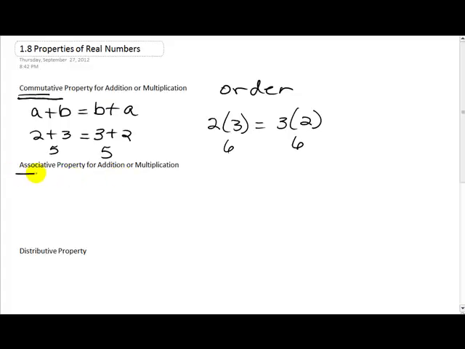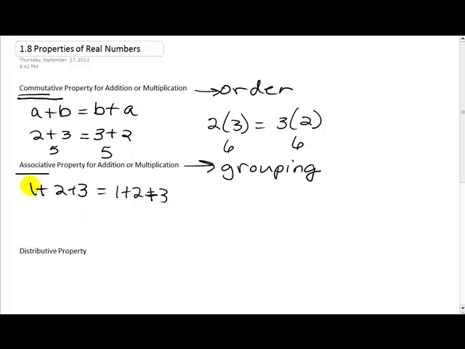The associative property, associate, is your root word there, who you hang out with. So while this is about the order, this is about the grouping. And so we can take and add the same numbers on both sides of the equal sign and group them differently, but come up with the same answer. 3 plus 3 is 6. 1 plus 5 is 6. And so our answers are still the same.